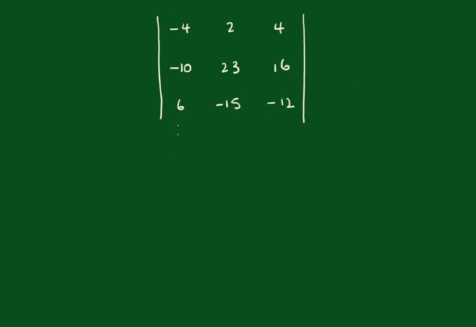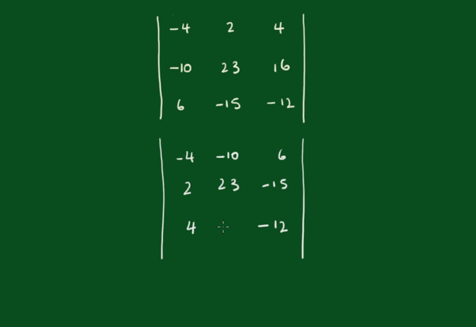Okay, did you get that? Now the next step is to write down this diagonal, -4, 23, and -12, and then swap these across the diagonal. So the 2 goes down here, the -10 goes to there, the 6 goes up here, and the 4 goes down there, and the -15 goes here, and the 16 goes there.